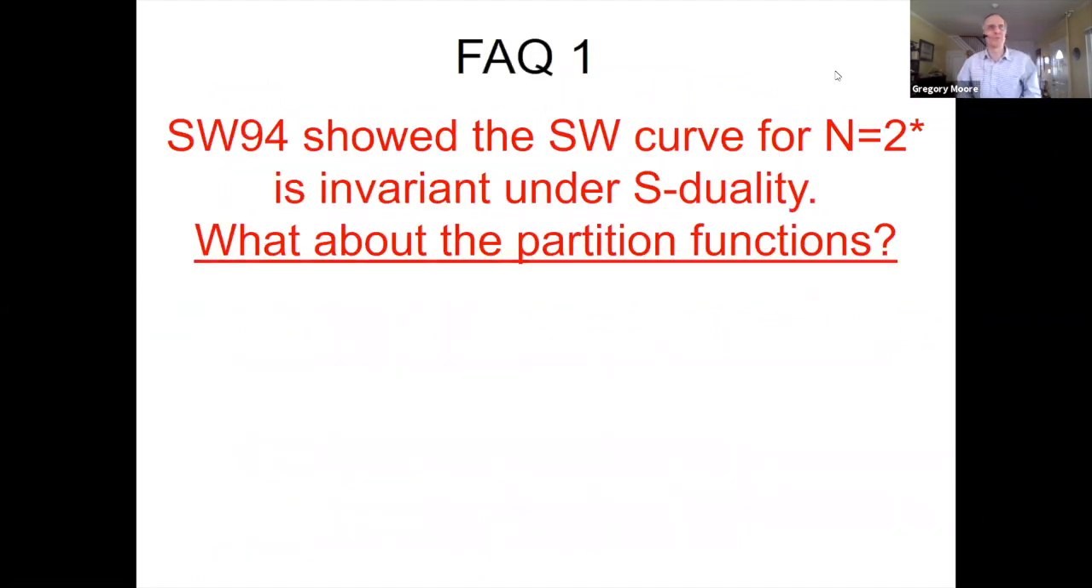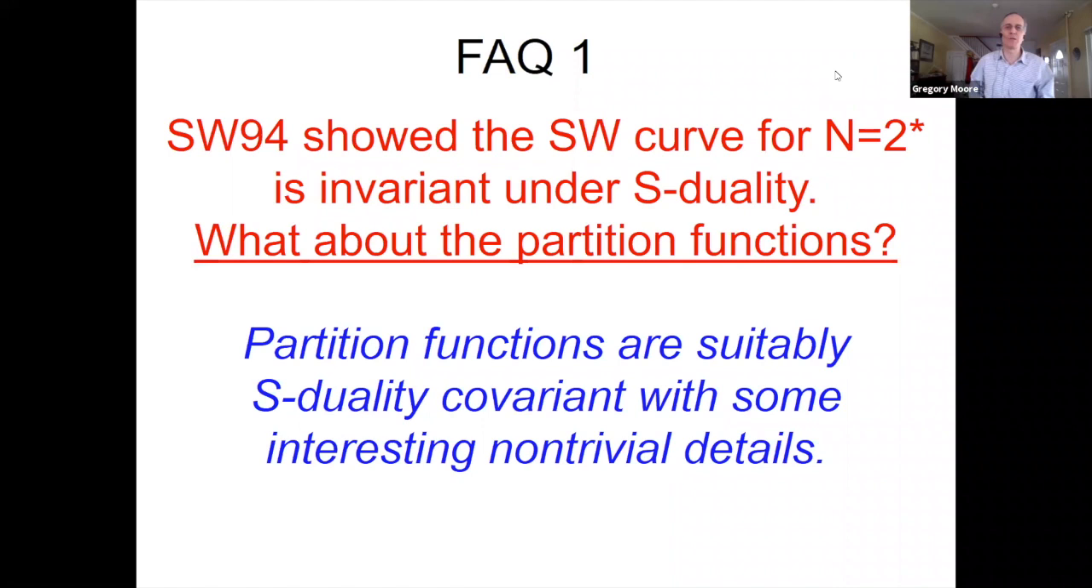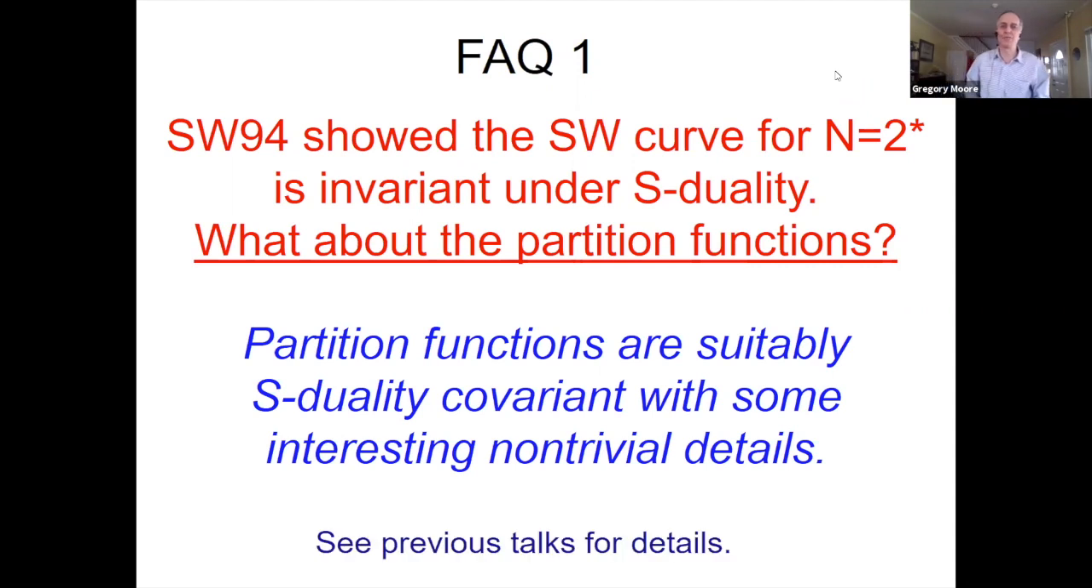Okay, so first, in their paper, Seiberg and Witten showed that the Seiberg-Witten curve for N equals 2 star is invariant under S-duality. So what about the partition functions? Well, the partition functions are indeed suitably S-duality covariant with some interesting non-trivial details, which I don't think have appeared in the literature previously. But I've talked about that a lot in previous talks on this project, so I'm going to skip over that.